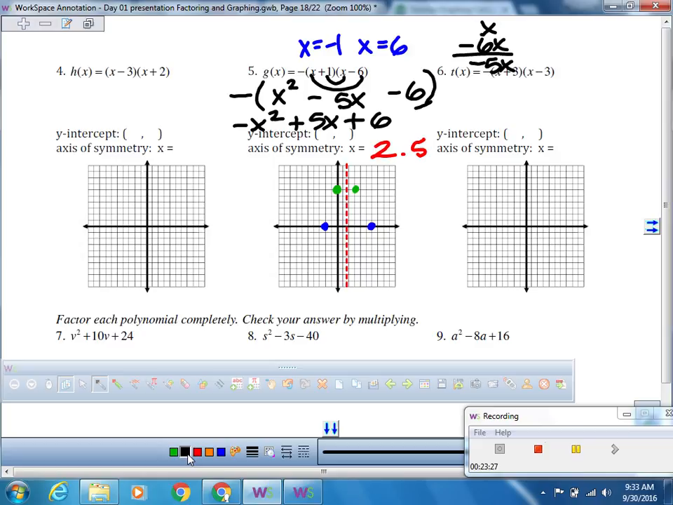And then we graph it. Oh, that is a horrible, horrible graph.